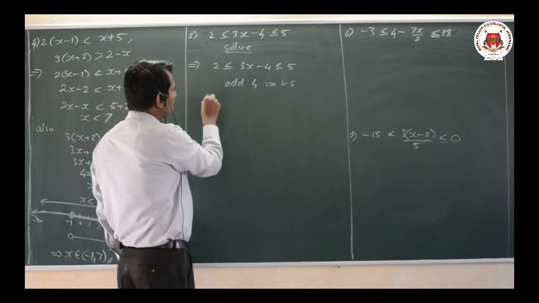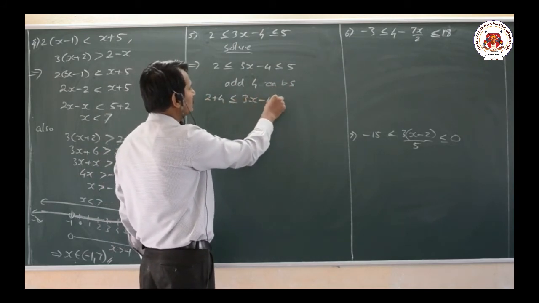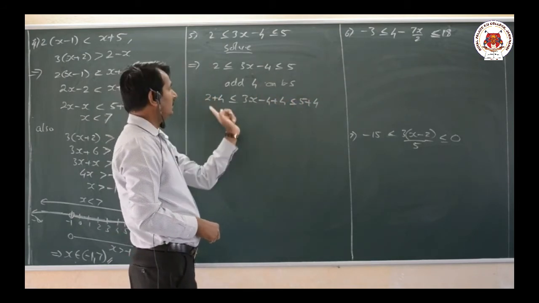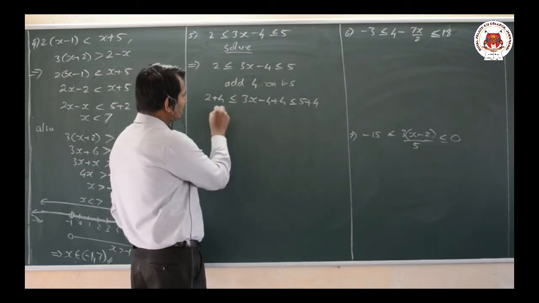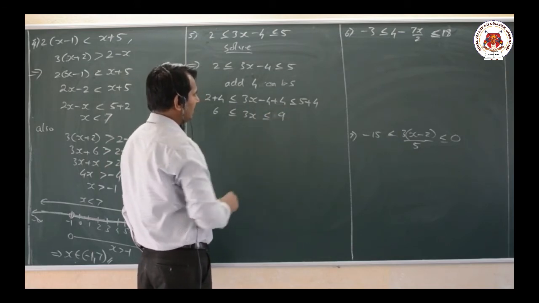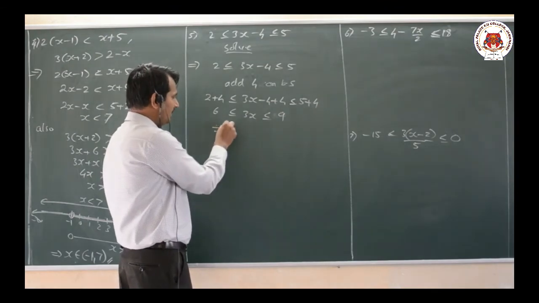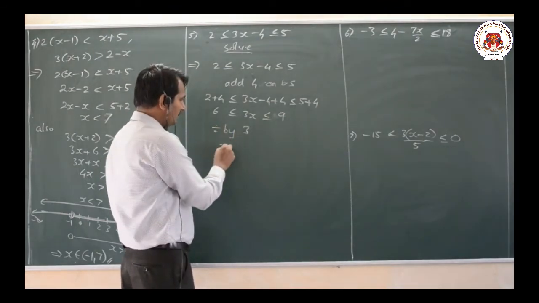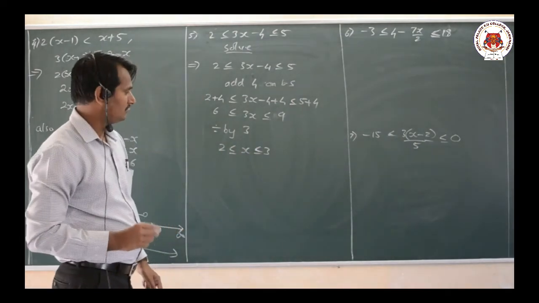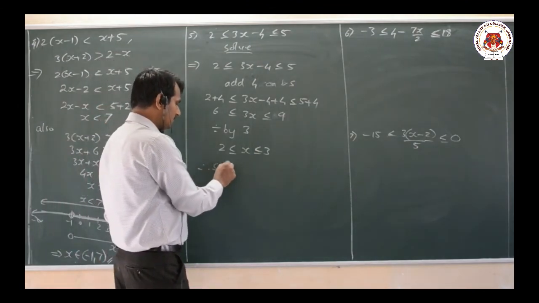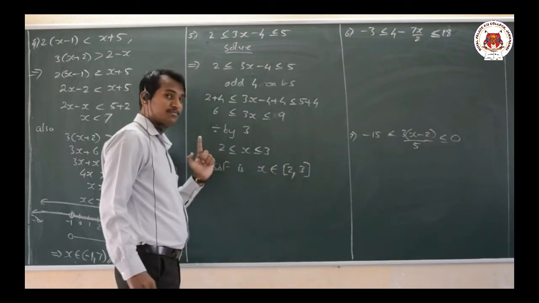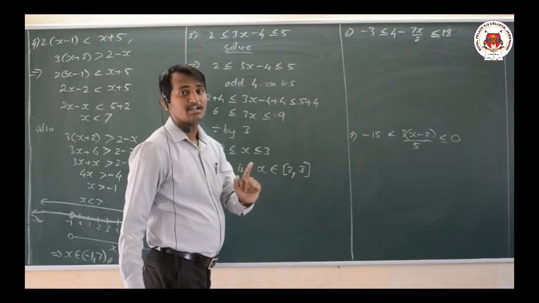So what we get here is 2 plus 4 less than or equal to 3x minus 4 plus 4 less than or equal to 5 plus 4. Next we get 6 less than or equal to 3x less than or equal to 9. Now divide by 3. So we get 2 less than or equal to x less than or equal to 3. That means the solution is x belongs to 2 to 3. That is nothing but our required result here.